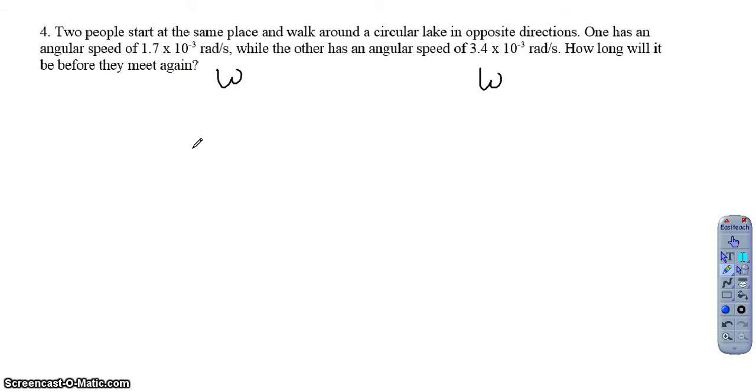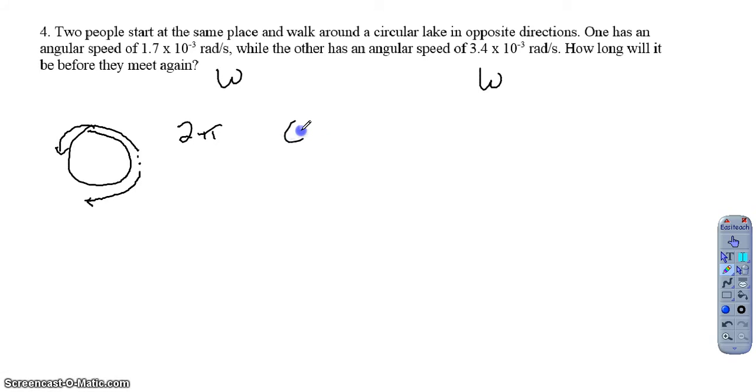No matter how you do it, you've got to be pretty comfortable realizing that if you've got a circular lake, so we've got something that's roughly a circle, two people are starting at the same point, walking opposite directions. By the time they meet, we have to think about what's the total angle they'll have covered. So what's the total angular displacement? Well, we know that by the time they meet up, they'll have to have made a full circle. So their total angular displacement will have to be 2 pi radians.